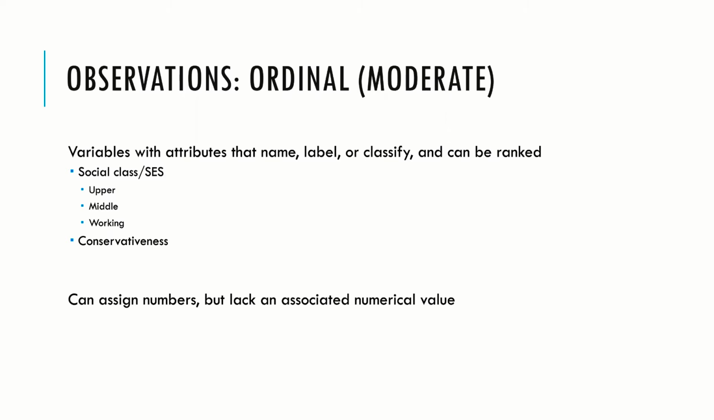So the perfect example is social class, right? You can say I'm in upper class, I'm in upper middle, I'm middle class, I'm working class. So it meets those criteria of a nominal variable in that you're classifying into middle or upper or upper middle or working. And there's an implicit rank order to it. Right? Upper is higher than middle is higher than lower. So you can name, label, classify, and it can be ranked.